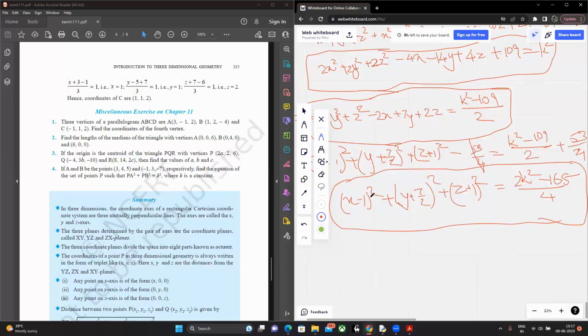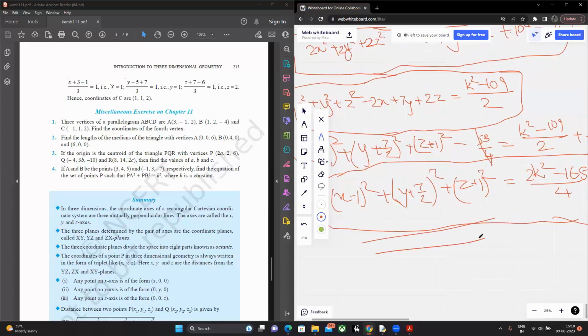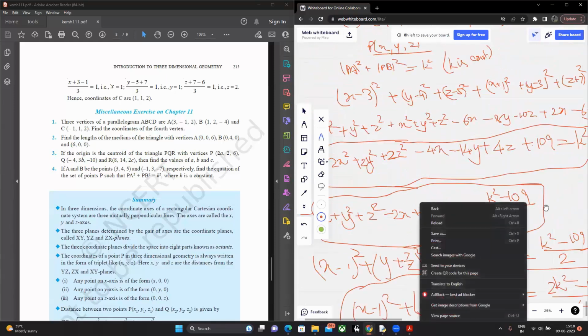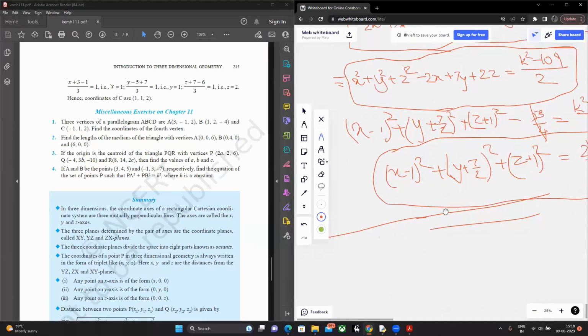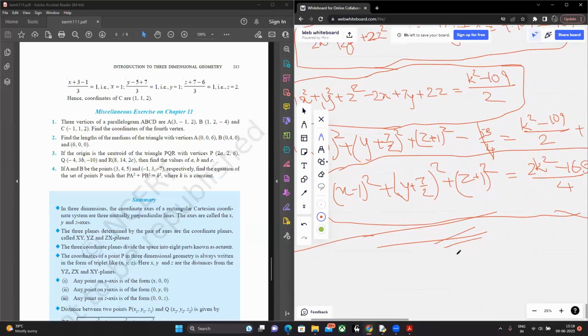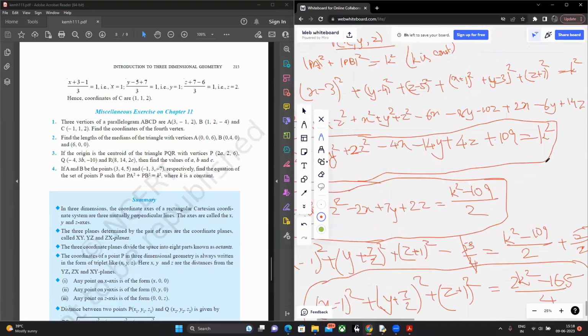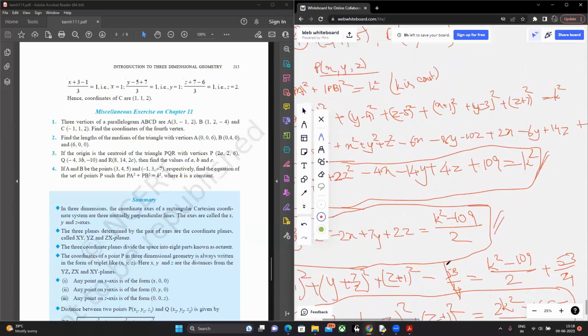This is going to be the center of the sphere, and this is going to be the radius of the sphere, right? And it is only a sphere if and only if 2k squared is going to be greater than 165. Else it's not going to be a sphere because it's going to have negative radius, which is not possible, right? So this form, or wait a minute, either this form or this form or this form, any one of these three forms are okay, right?